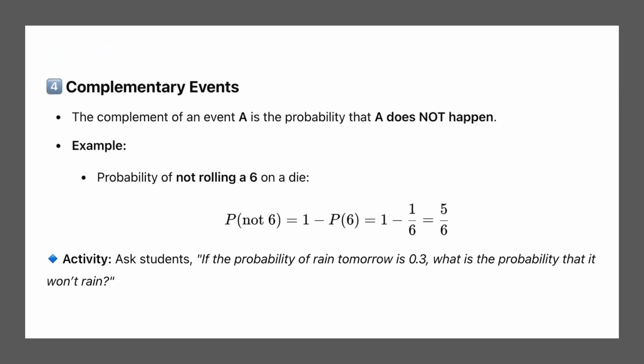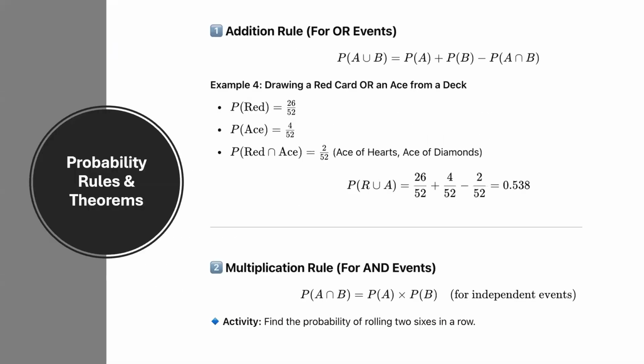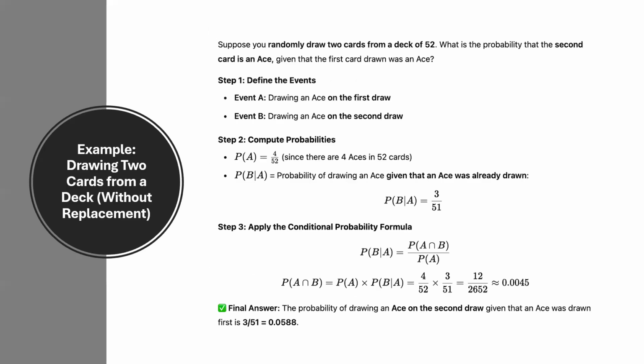Okay, so we'll put in this formula. Let me move to the next slide. Here we'll put in the formula. The probability of A intersection B is P(A) times P(B|A), which is 4 by 52 times 3 by 51, equal to 12 divided by 265. It's a very big number. So the probability of drawing an ace on the second draw, given that an ace was already drawn in the first, is 3 divided by 51.